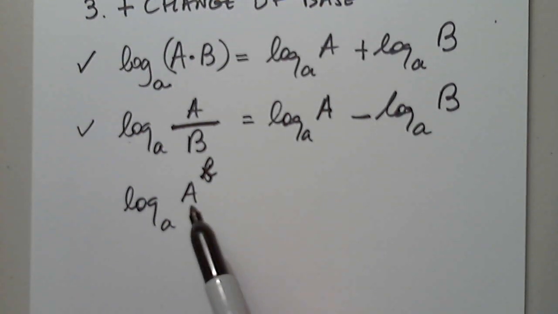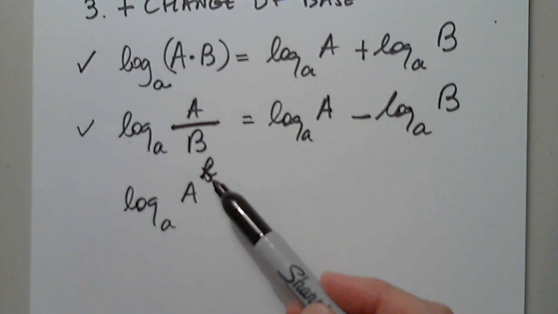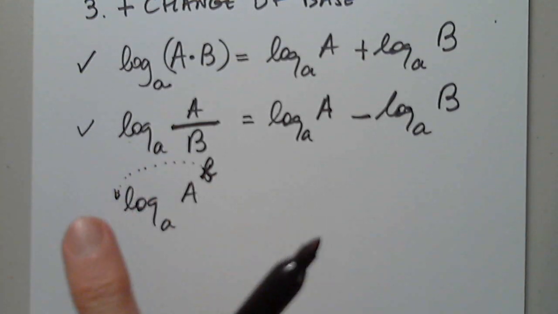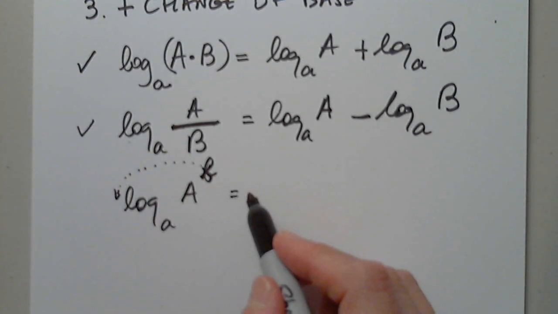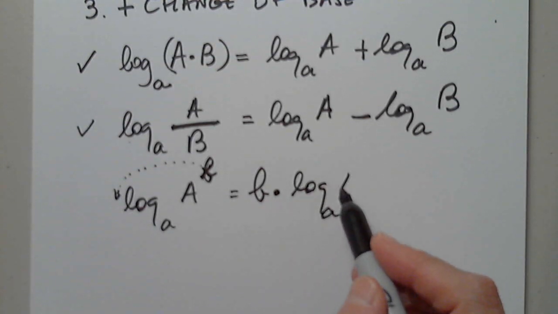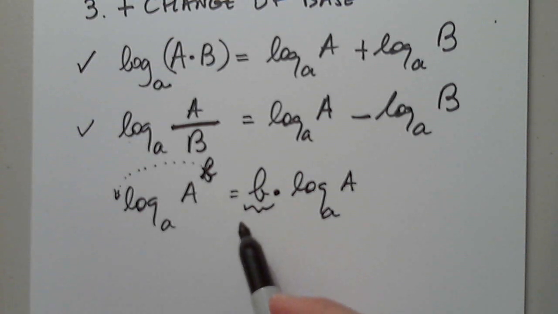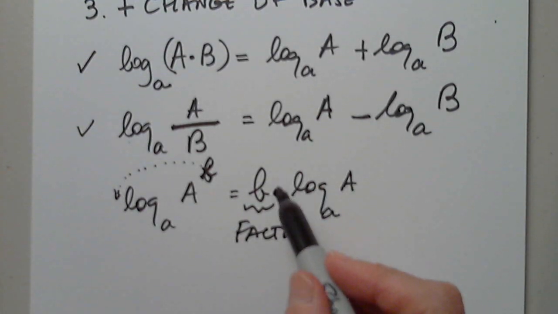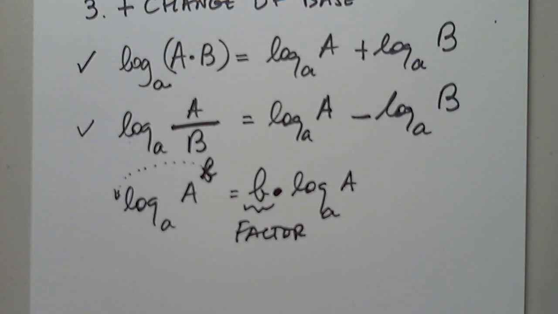Last one, so this is product, this is quotient, and this is power. That power goes in front as a factor, meaning it multiplies log. That's what we mean by a factor. This is a factor because it multiplies, not adding or subtracting. So this is the property we have to use over there. This is the one.